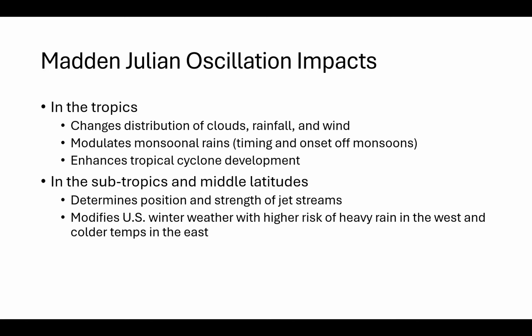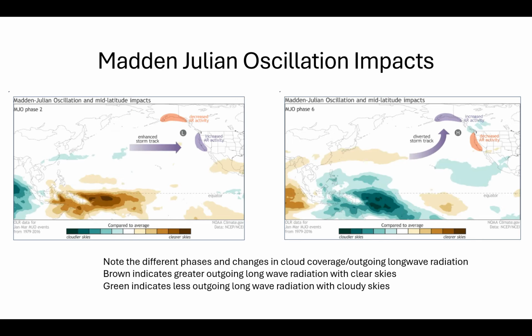Now, in the subtropics and the middle latitudes, the MJO is going to help determine the position and strength of jet streams. It's also going to modify U.S. winter weather, and we're going to see higher risks of heavy rain, something known as atmospheric rivers, into the west coast of the United States. And with the right jet stream configuration and the right MJO phase, it can result in colder temperatures across the eastern U.S.